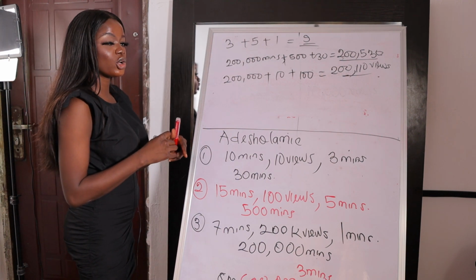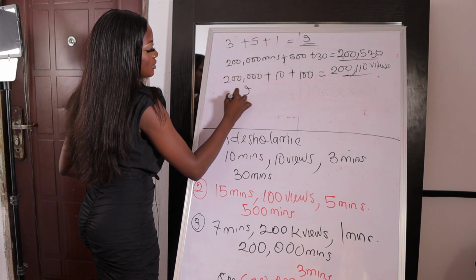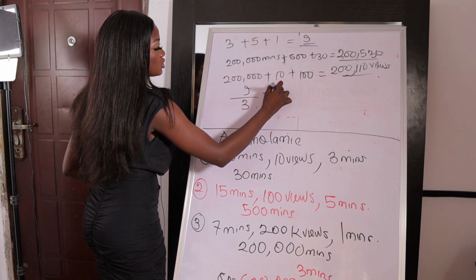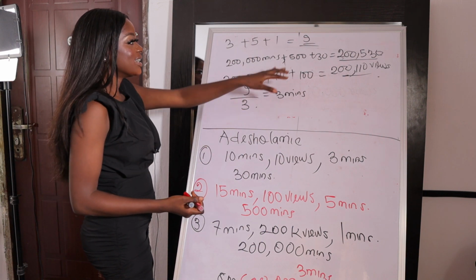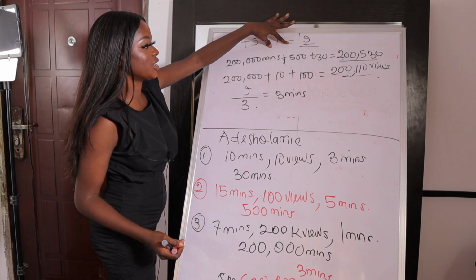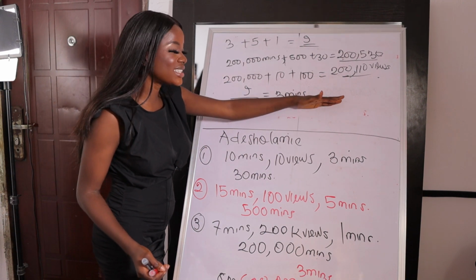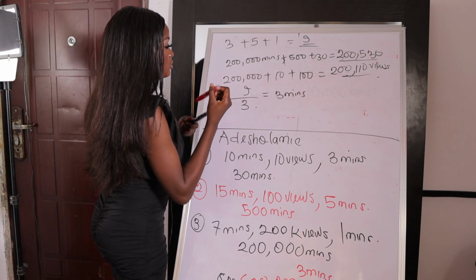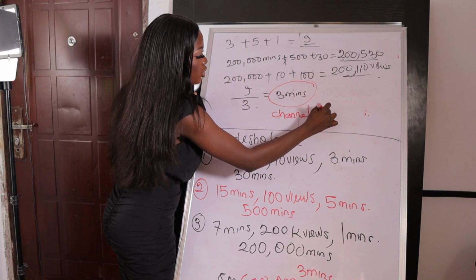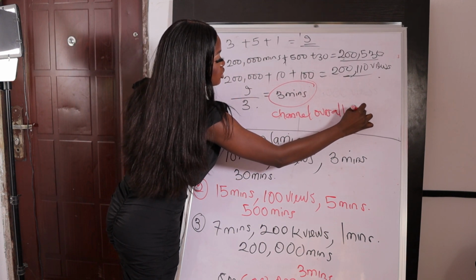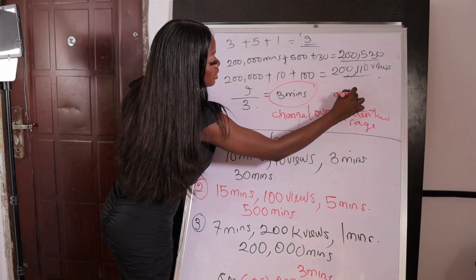So for YouTube to determine your channel's overall average retention, they are going to say 9 divided by 3, which is going to be like 3 minutes. Do you understand what I'm saying? This 9, and because you have 3 videos on your channel, you are going to have 3 minutes as your channel's overall retention rate, or overall average retention rate.